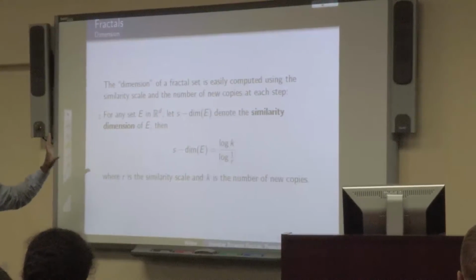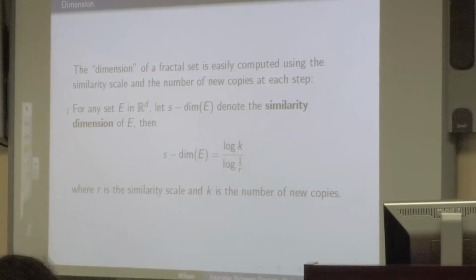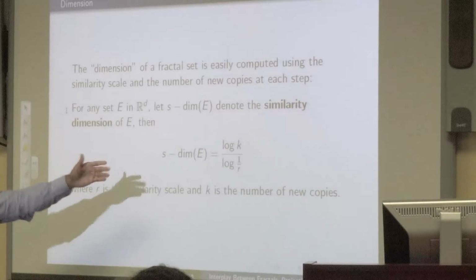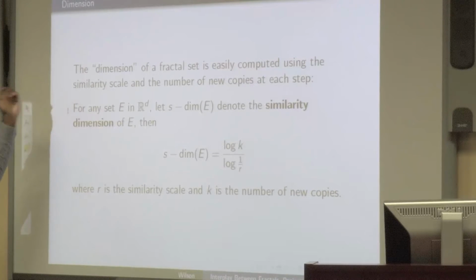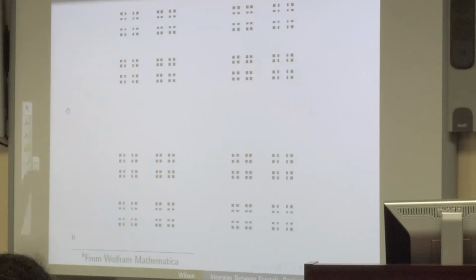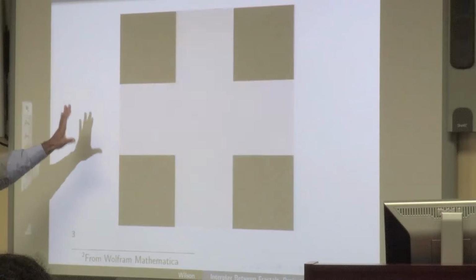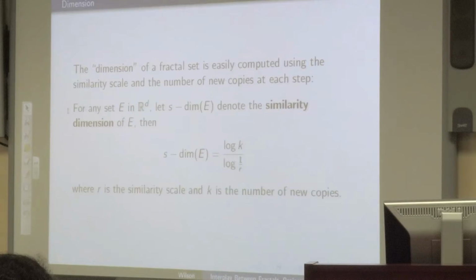I'll say the similarity dimension of a set in R^d, R^2 if you like, is log K over log 1 over R. R is the similarity scale. From our previous example, the similarity scale was 1/3, and K, the number of new copies, was 4. So we go from 1 to 4 boxes, each of 1/3 the length. We say this is the dimension. So let's compute some.